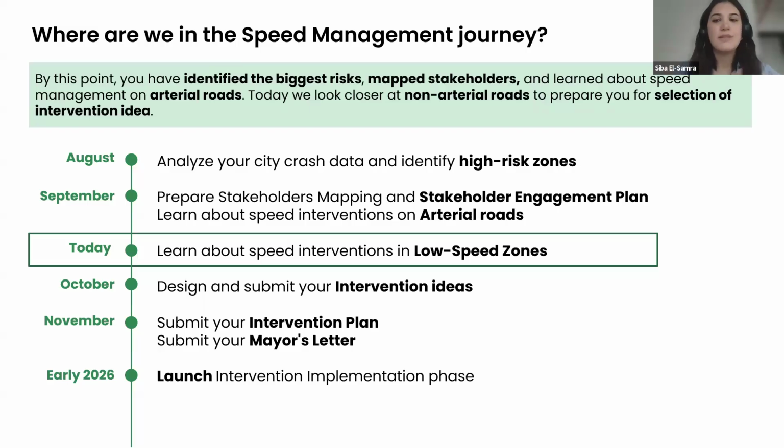So far, I want to stop here and congratulate all our cities. You've made a lot of progress. We're a little bit over midway in our planning phase. By this point, you have identified the biggest risks in your city. What are the major risk areas? You've mapped the stakeholders that are relevant in the areas that you've identified as focus areas. You learned about speed management, especially on arterial roads. And today you look closer at non-arterial roads, so the rest of the urban areas, and that will prepare you to select the right interventions for the areas you've identified as potential focus areas.